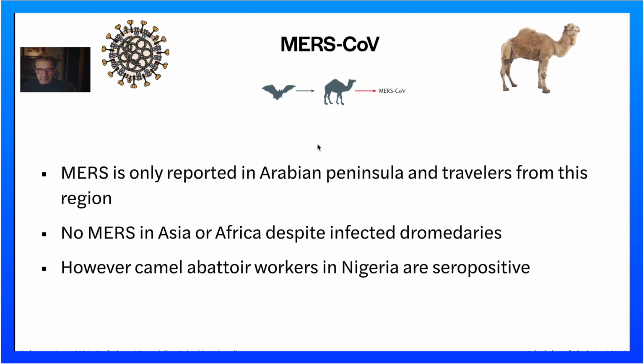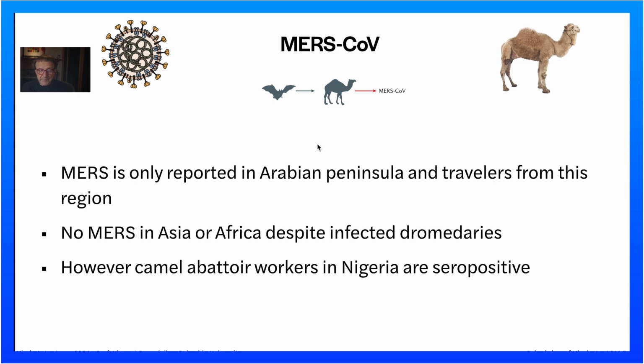So as I said before, MERS, the disease, is only reported in the Arabian Peninsula and in travelers from this region. There's no MERS in Africa or Asia, even though they have infected dromedaries. Okay? There's no MERS disease. There have been 2 cases of MERS in the U.S.